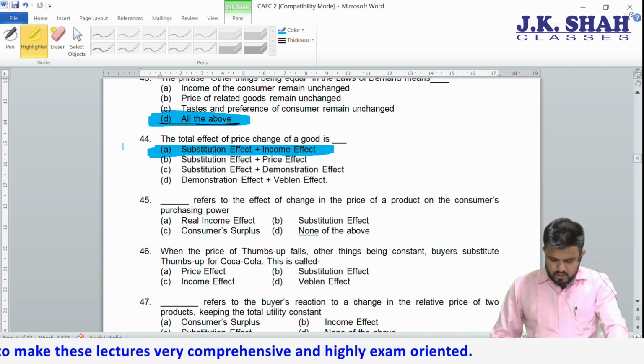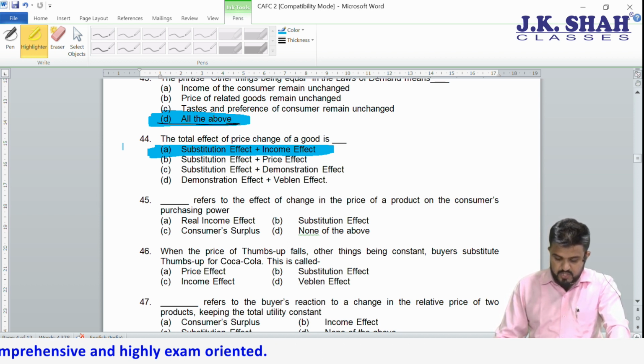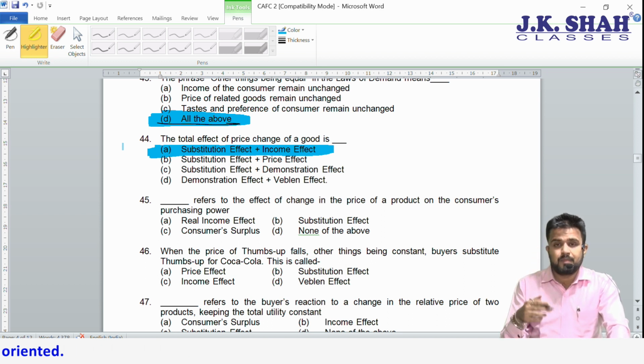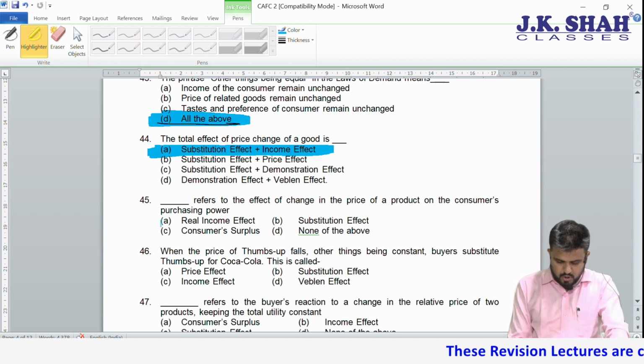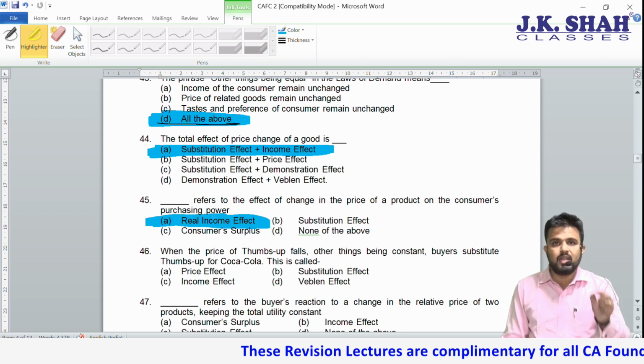45. Dash refers to the effect of change in the price of a product on the consumer's purchasing power. So please remember, when price of the commodity increases, consumers' real income decreases. So it will impact real income. Impact will be on real income.